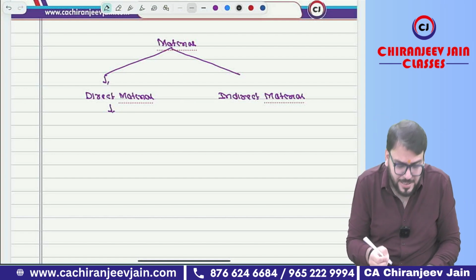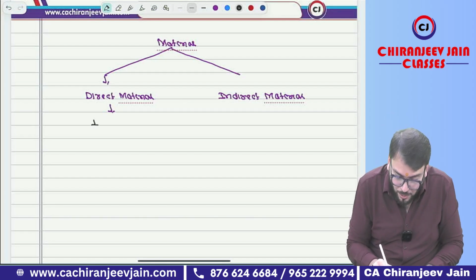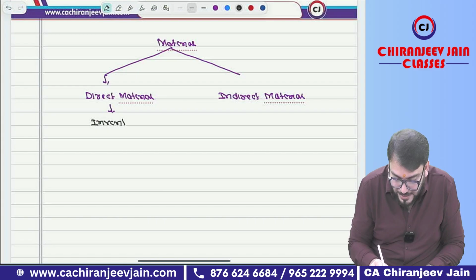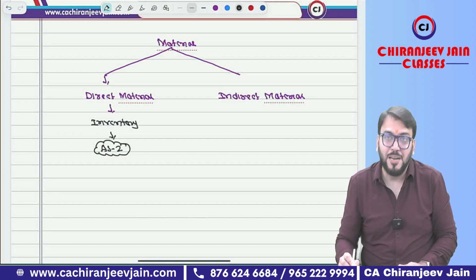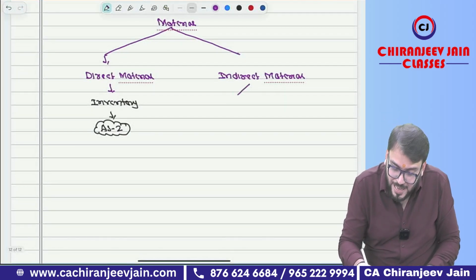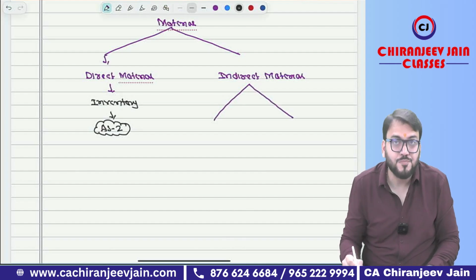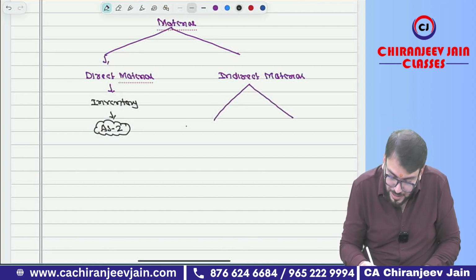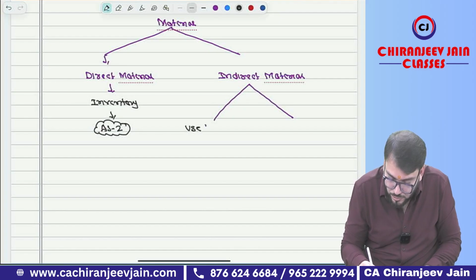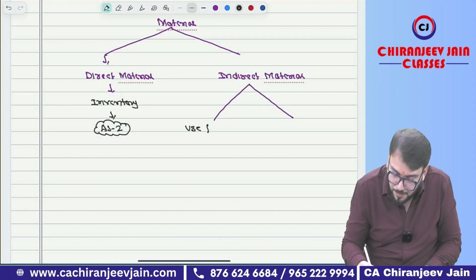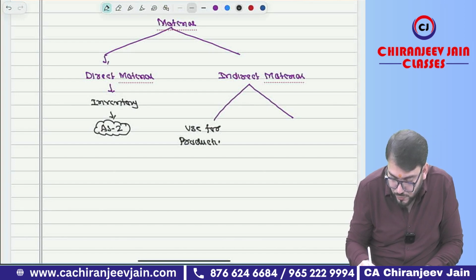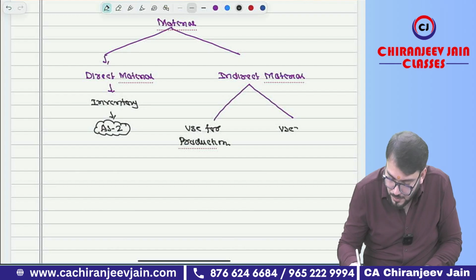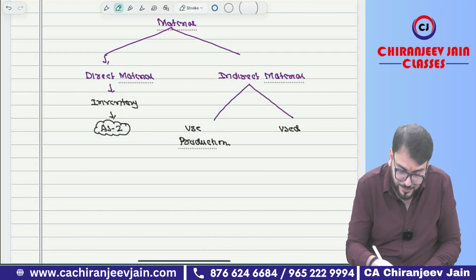Okay, sir. The direct material, of course, is inventory. No doubt about that. It is inventory, and AS 2 will be applied. Doubt will come about indirect material. Now there are two types of indirect material. Just try to understand. One is used for production. One is used for distribution.